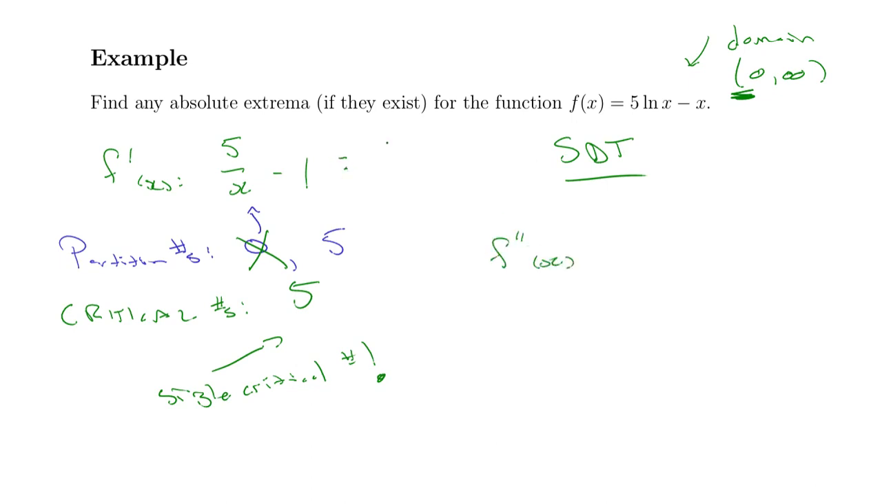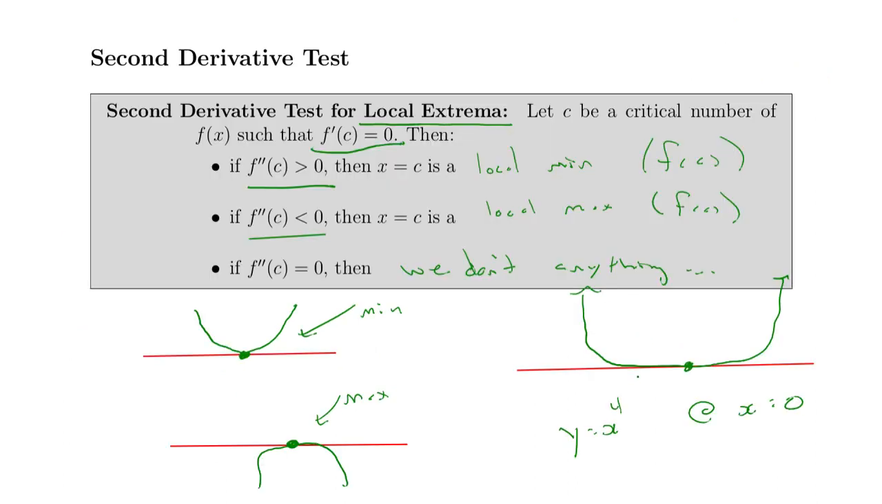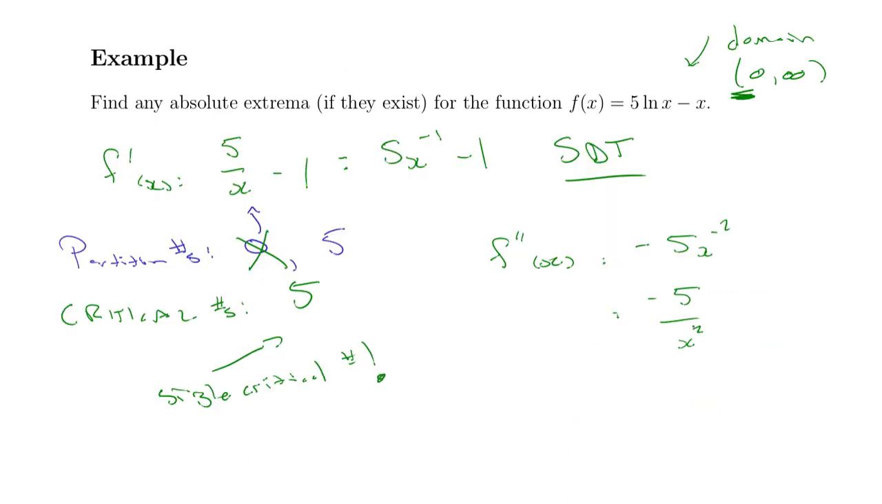I'm going to rewrite this as 5x to the negative 1 minus 1. Our second derivative is negative 5x to the negative 2, or negative 5 over x squared. You know what's cool about this? I can tell exactly what's going to happen without actually plugging anything in. The second derivative test, if we go back, says that we have to evaluate the second derivative at the critical point and then check the sign of it. But here, I can see no matter what, this bottom part, maybe I'll do this in a different color, we'll just notice that this bottom part is always positive.